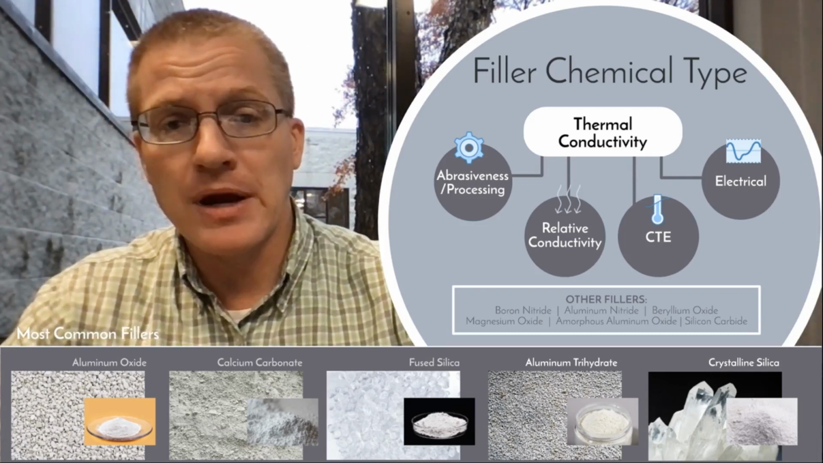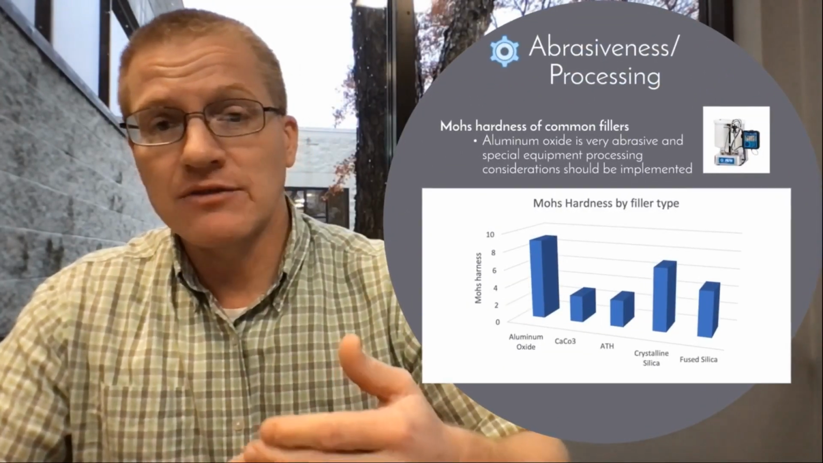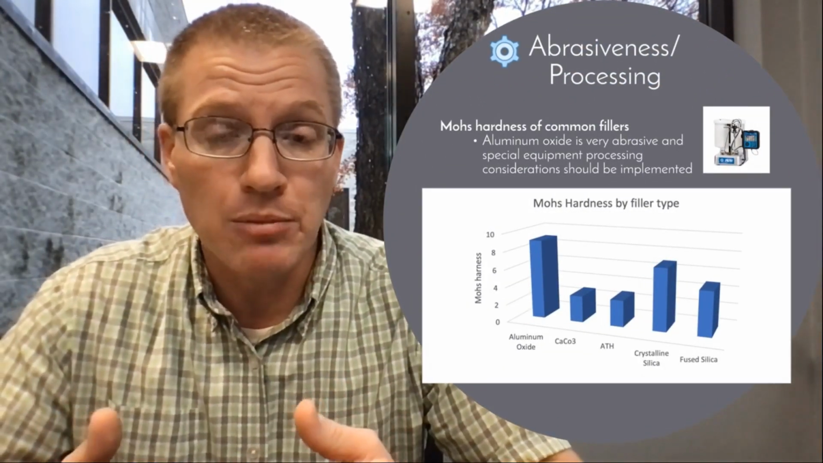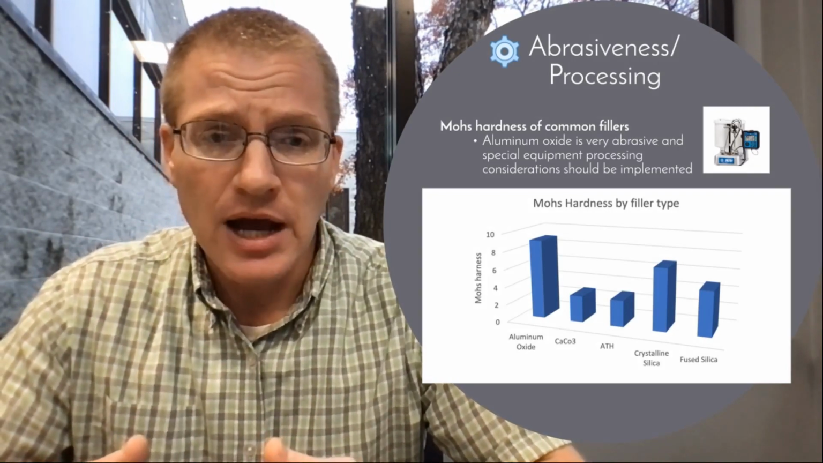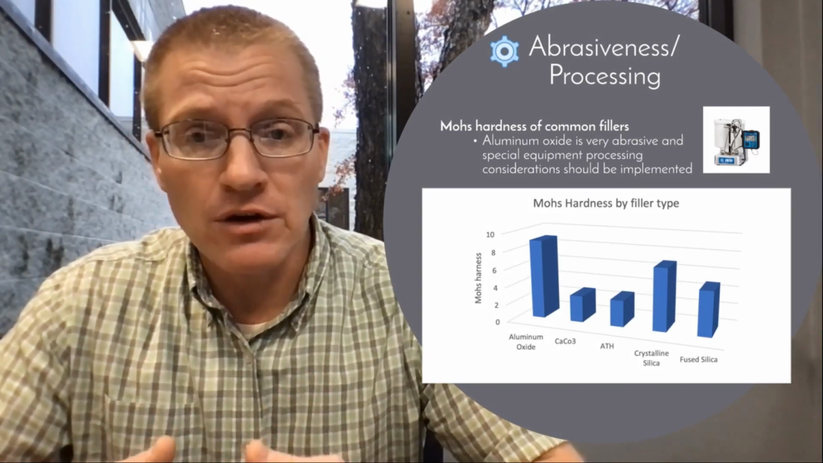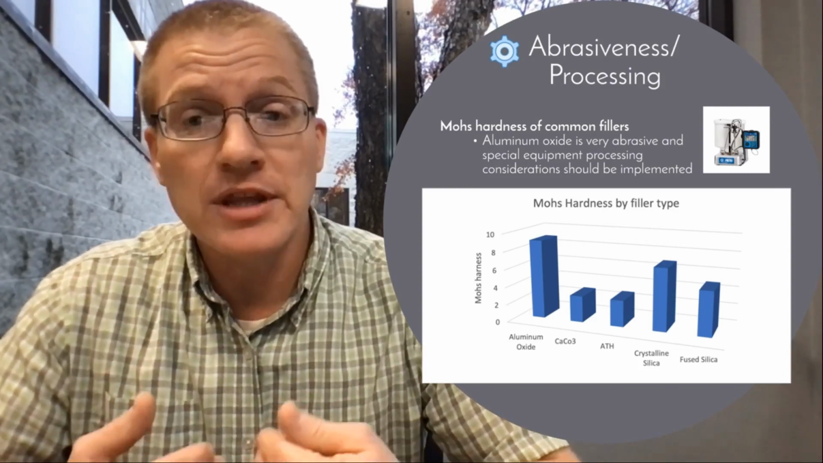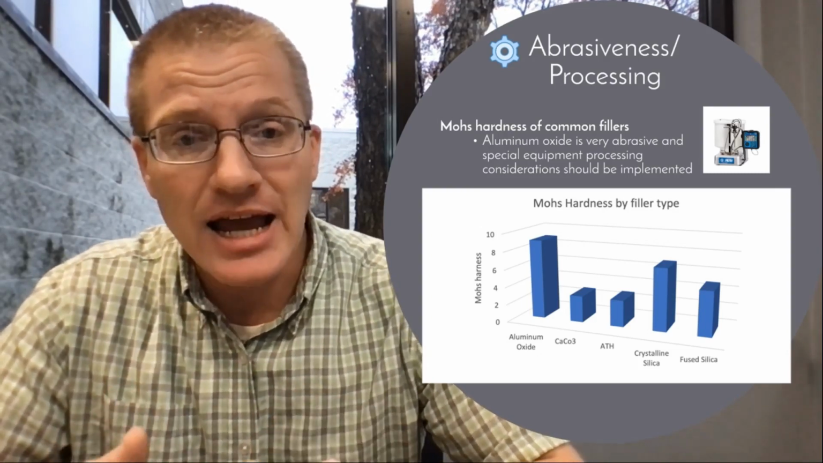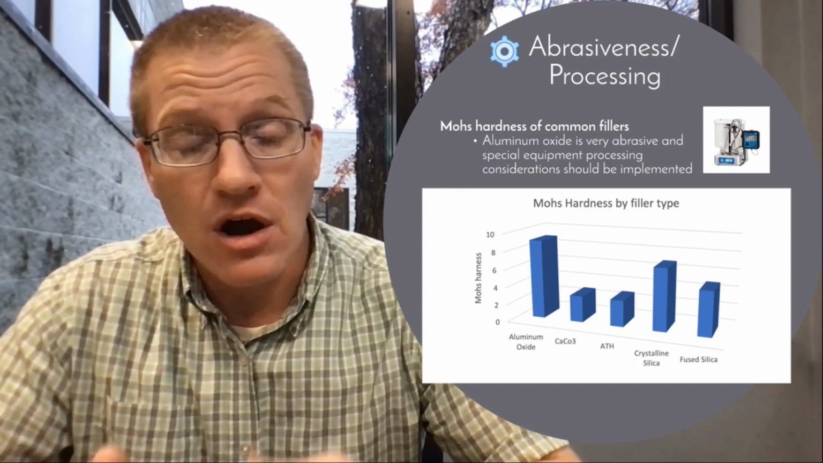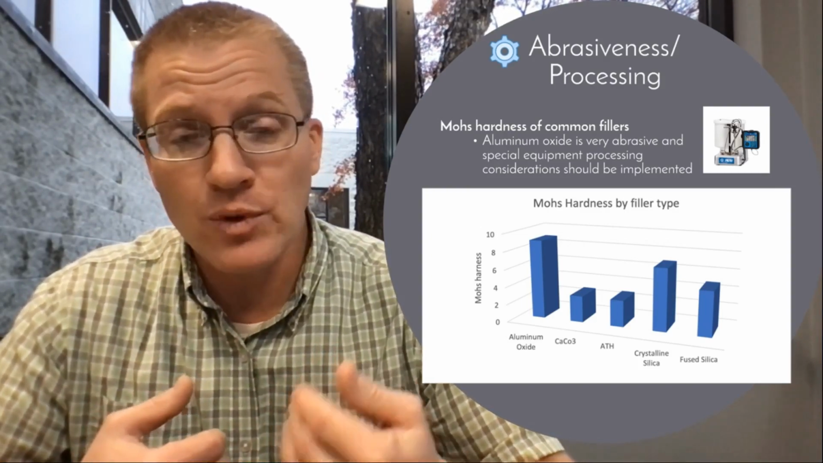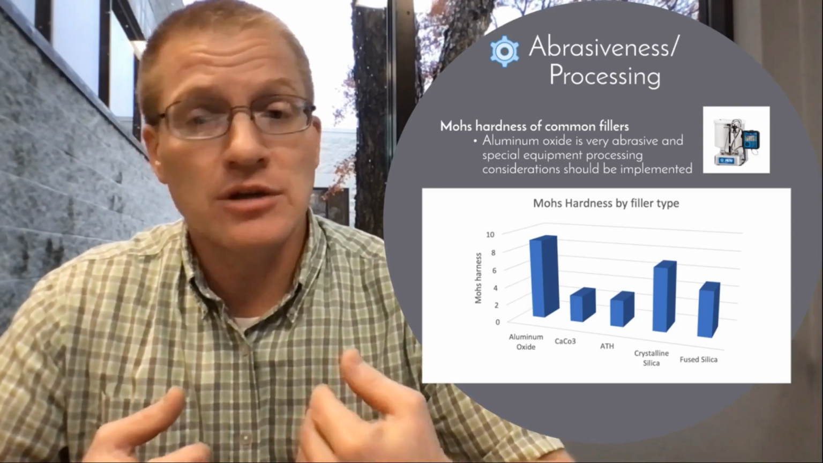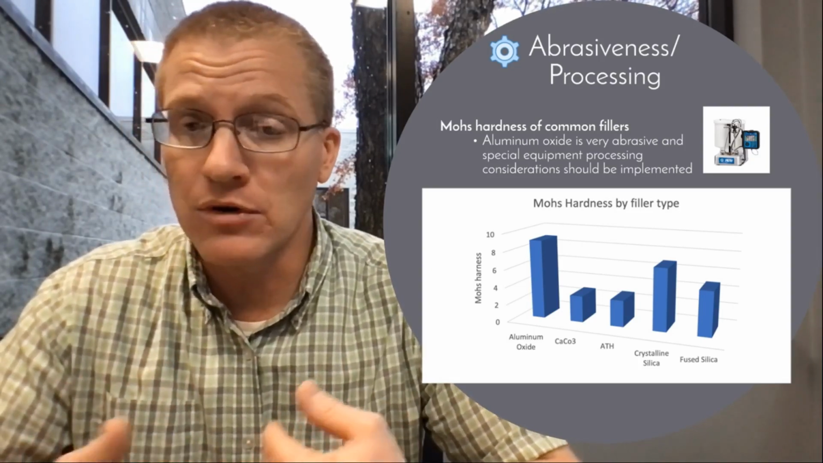So let's first compare these with regard to abrasiveness. Abrasiveness is really important because in most applications, you're using meter mix and dispense equipment. If you're using an abrasive filler, you need to make sure that the equipment you're using is designed to handle abrasive fillers. Otherwise, you're just going to destroy the piece of equipment. It's going to very quickly be out of calibration. It's going to be mixing off ratio. There's going to be a number of other issues.